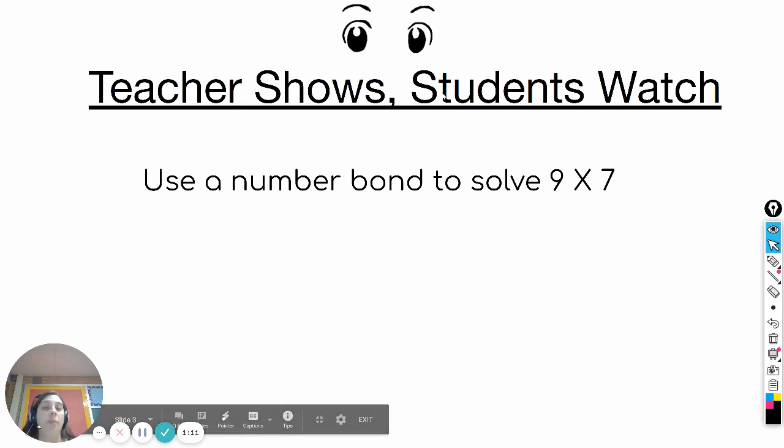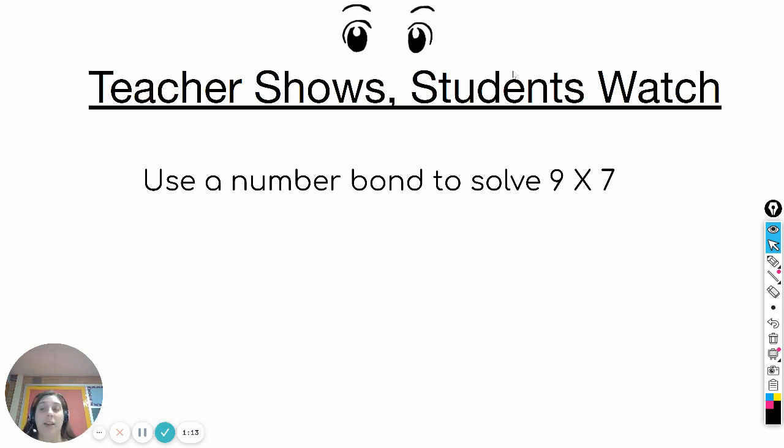So first up, we're going to be practicing counting by sevens like we just watched in the video. So we're going to use the number bond to solve 9 times 7. So what I'm going to do first is I'm going to draw the top part of my number bond. What we know about number bonds so far is that top number, the big circle, is always your biggest number. Okay, or in the case of multiplication, that is our product or our answer.